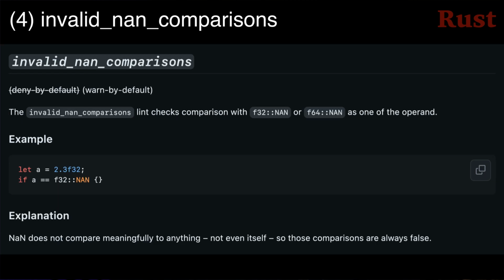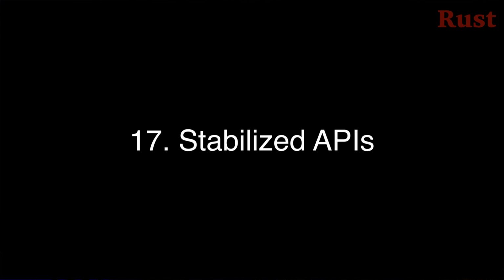The fourth and last lint uplifted today is invalid_nan_comparisons. The very reason that floating point numbers cannot implement the Eq trait is that the not-a-number value is literally not equal to anything, not even itself. So if you try to compare not-a-number to anything, it will always be false, so this lint will warn you about that. Number 17, stabilized APIs.